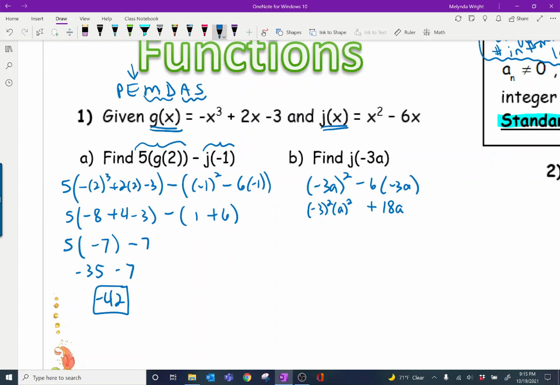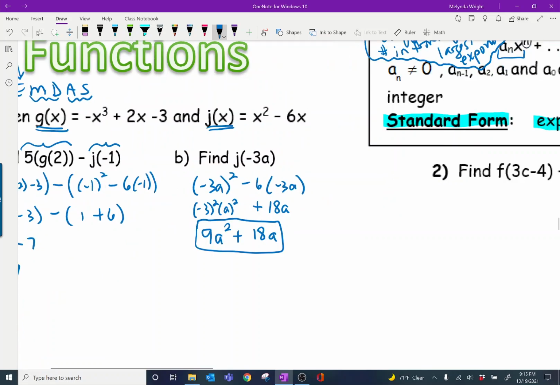Okay, so let's go back here. So keep working down. Negative 3 times negative 3 is 9. A times a is a squared plus 18a. And that's basically it. That's all we can do. We can't combine those together because those aren't like terms. All right, great. Let's keep moving on.